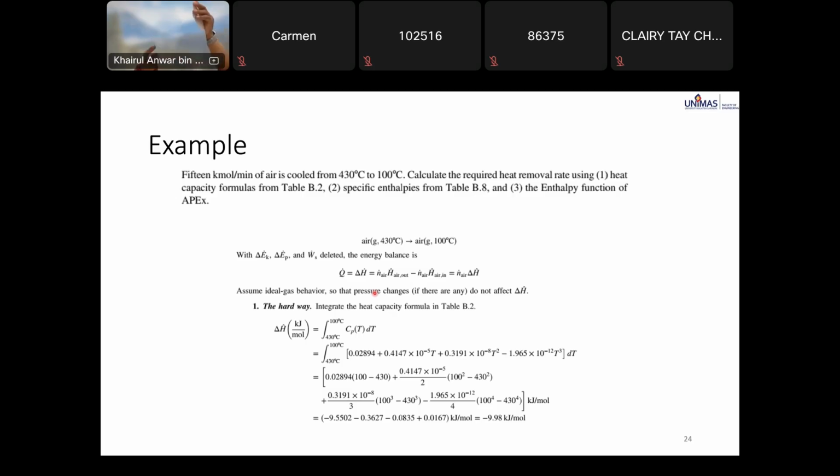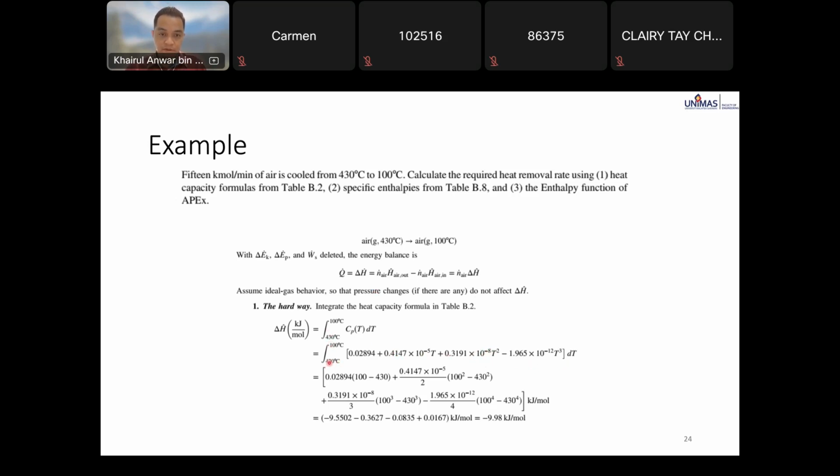Air is row number 3. Page 635, table B2. So this is air in degree C. Then you use the first, the degree C row. You calculate Cp like this. Extract the A, B, C, D. Don't forget it's negative, 10 to the power of negative something.